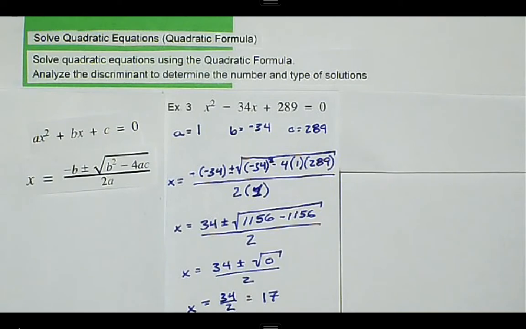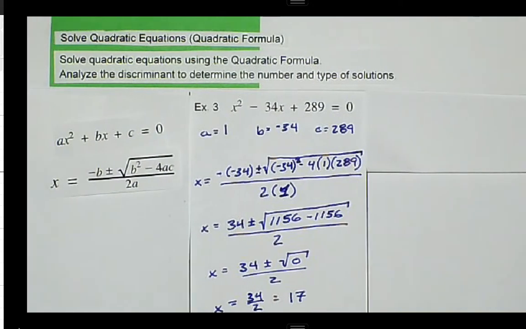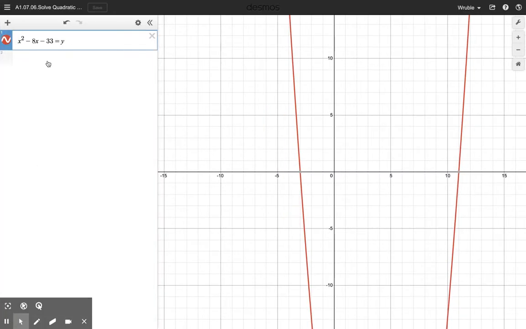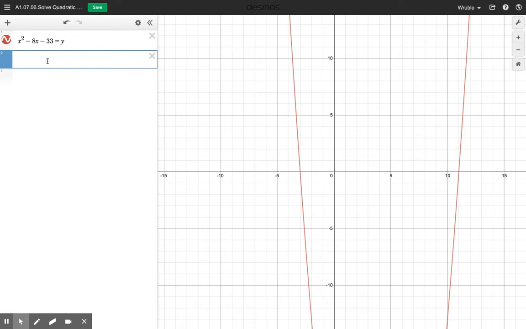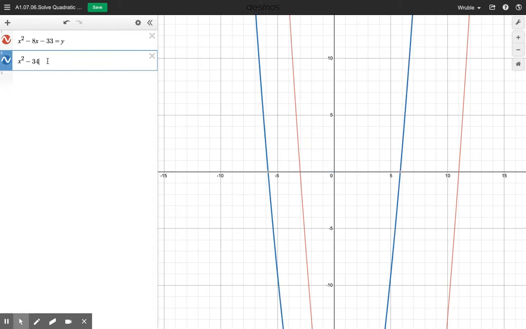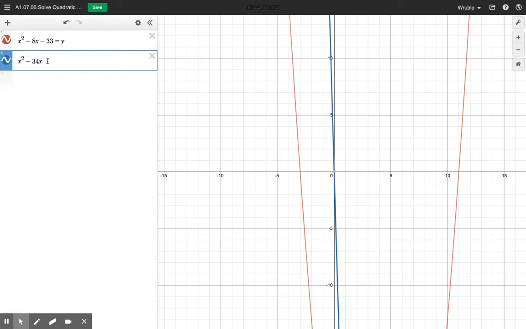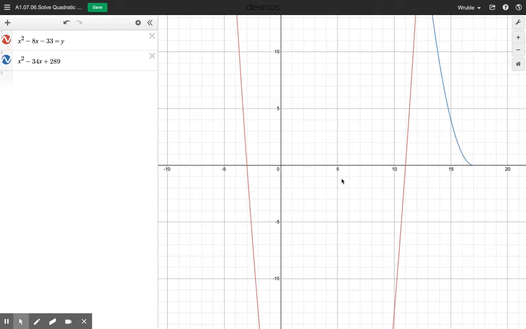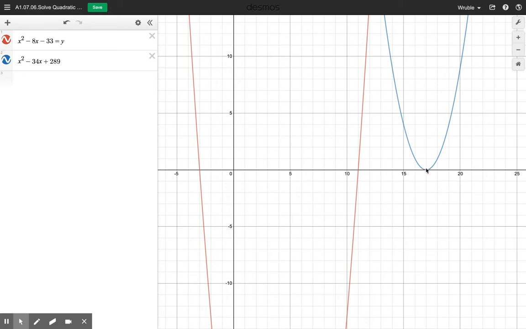So we can take a look. Should have had this written in already, but we have x squared minus 34x plus 289. And if we did it right, we should have a solution at 17. And there it is right there, 17, 0. We have the graph, and there's just one solution.